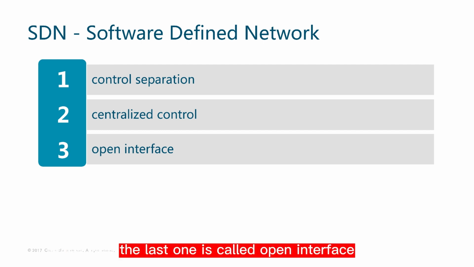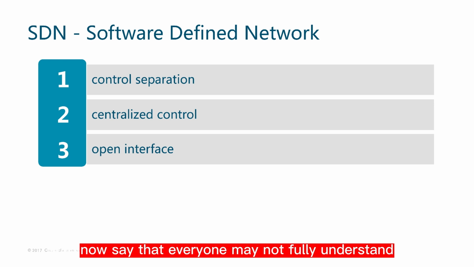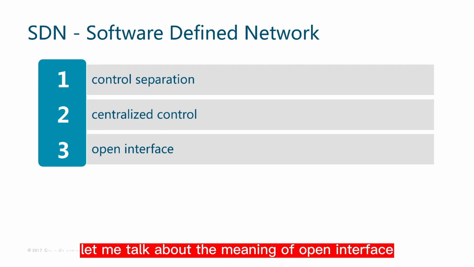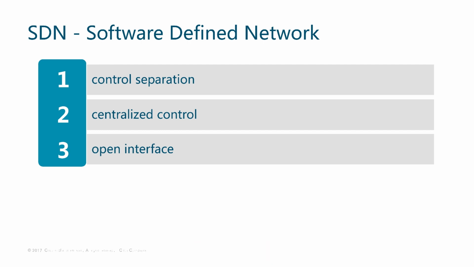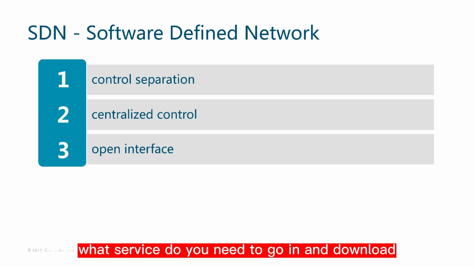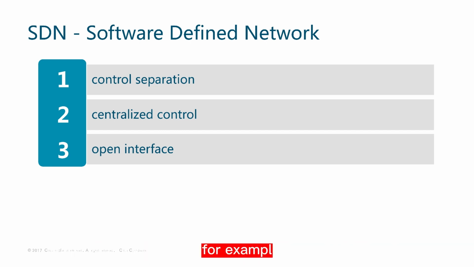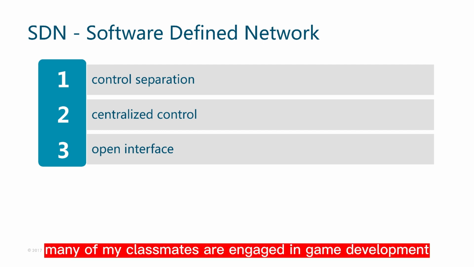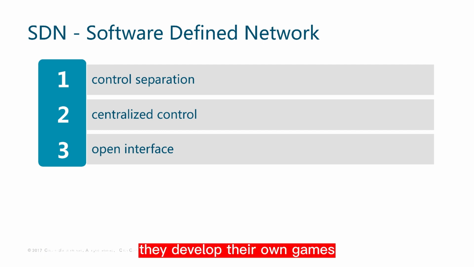The last one is called Open Interface. Right now, everyone may not fully understand, so let me explain the meaning of Open Interface. It's like a platform, like the app store on your mobile phone. What service do you need? You go in and download it. For example, in college, I was a network engineering major. Many of my classmates were engaged in game development. They developed their own games, and then uploaded them to the App Store to play for free. It's a graduation project.